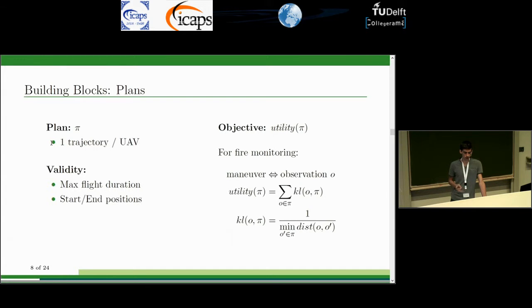But for the fire monitoring, essentially, we have mapping from maneuvers to observations, where a maneuver is an observation if it allows you to take a picture of the fire front. So essentially, it puts spatial and temporal constraints, with temporal and spatial conditions for this transformation. And then the utility is a sum of the knowledge that you get from your observations, and this knowledge actually depends on distance to other observations.